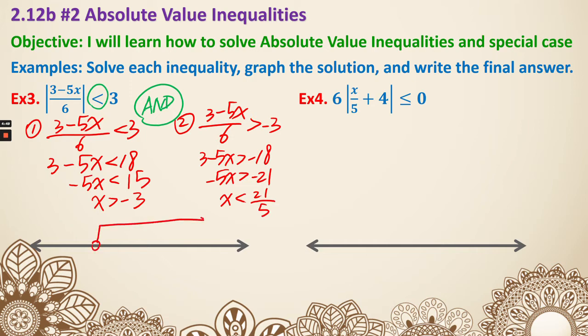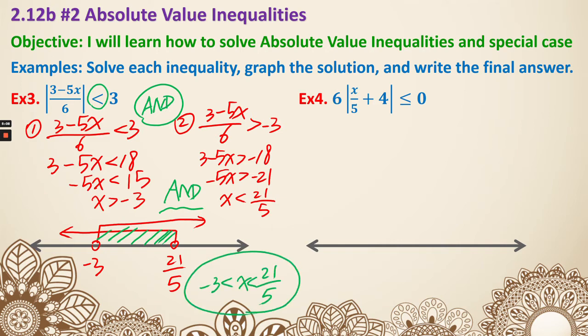So let's say negative 3 is here. 21 over 5 is on the right side. And since we're looking for and, I write the word again, and. That's why we're going to shade the middle part. Final answer, negative 3 is less than x, which is less than 21/5. That is example 3.